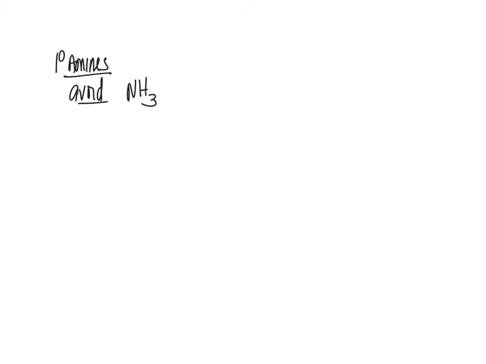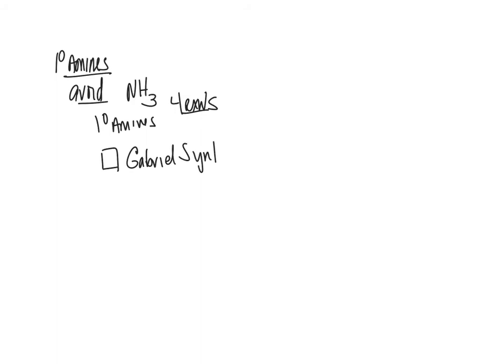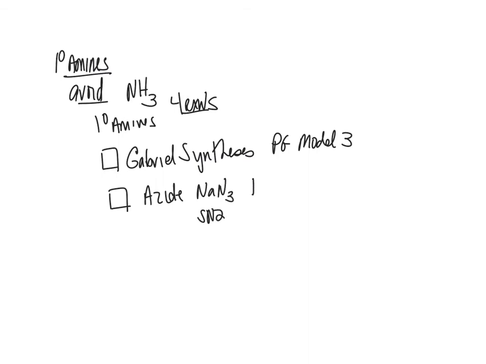So there's other ways to make primary amines, and I think we have maybe 4 reactions here that will make primary amines. One of them is going to be the Gabriel synthesis, and I won't go over that here because we're going to do that in your POGIL Model 3. So that's Gabriel synthesis, and that makes only primary amines. Another way is you can add sodium azide. So you've been doing this with an SN2 reaction, and then you reduce it with lithium aluminum hydride.